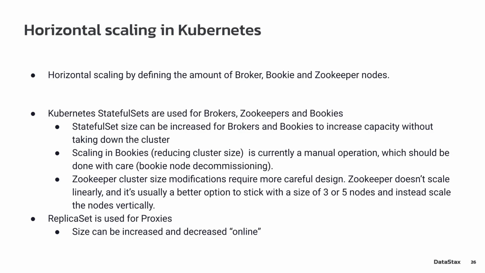There's an operation called bookie node decommissioning, which should be done before or at the removal of a bookie. And ZooKeeper cluster size modifications should be done with more design and care, since ZooKeeper doesn't scale linearly. It's typically better to stick to a size of 3 or 5 nodes. For proxies, there's a replica set, and the size could be easily increased and decreased online.